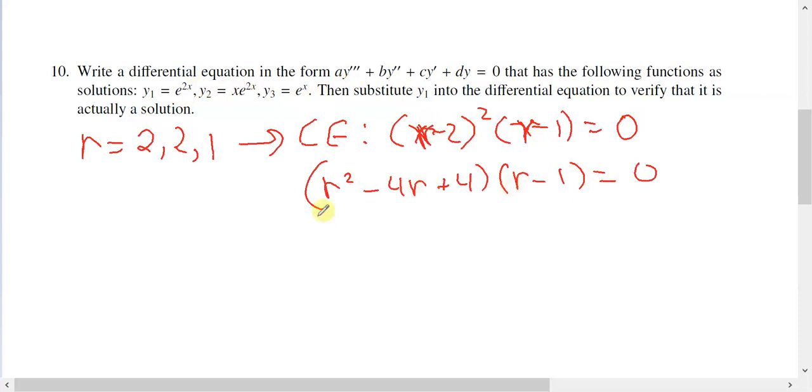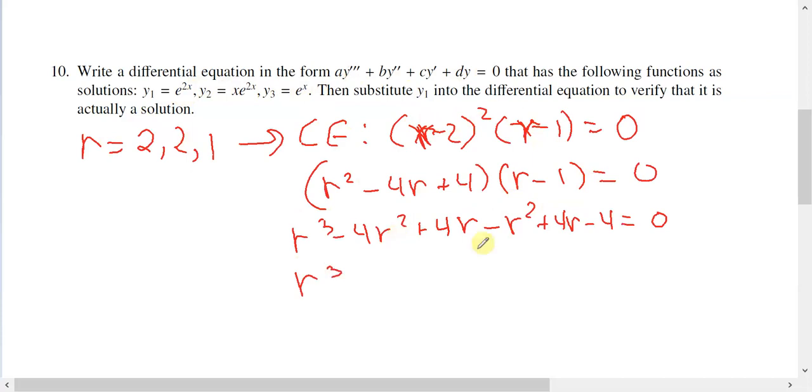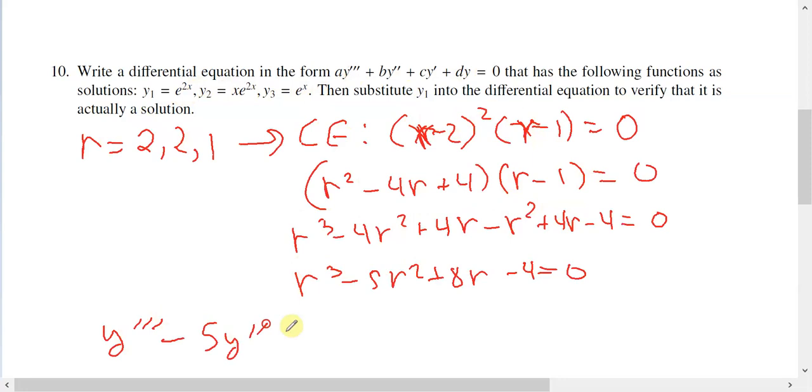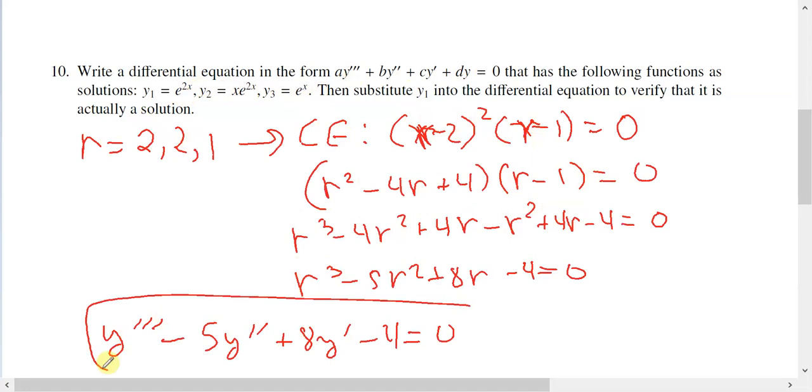So when I multiply it out, I'm going to multiply r times each of these. That'll be r^3 - 4r^2 + 4r. And then I'm going to multiply -1 times each of these. It'll be -r^2 + 4r - 4. And then collect them. I get r^3 - 5r^2 + 8r - 4 = 0. So therefore, the differential equation then is y''' - 5y'' + 8y' - 4y = 0.